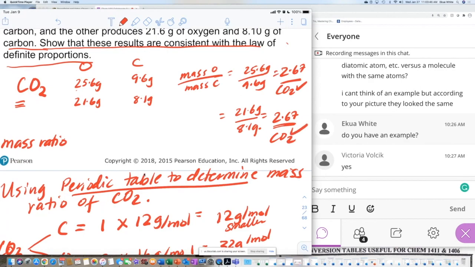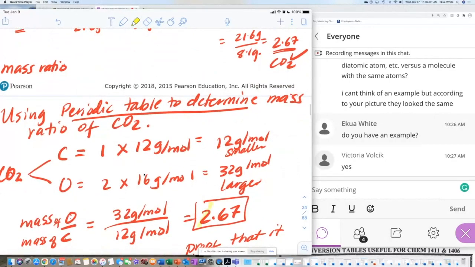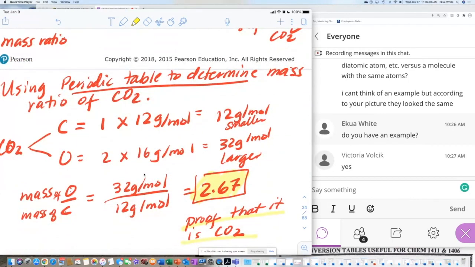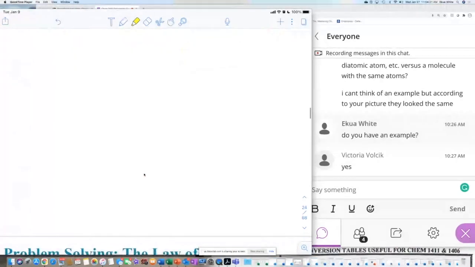I had to figure out my own standard. How do I know my experimental results are correct? You never judge your experimental results by other experimental results. You have to use an outside standard. So I used the periodic table to figure out what it should be. It said that when you divide the two numbers, you should get 2.67. If you do, that is proof it's CO2. I got it twice, so my data was correct. According to the law of definite proportion, this is definitely CO2, right?